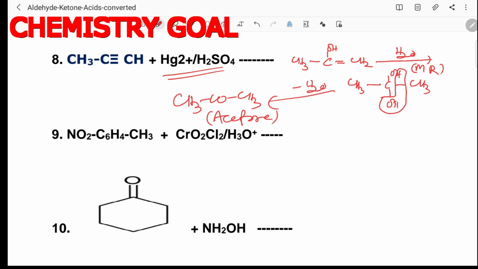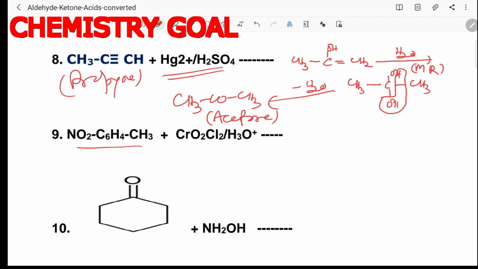So here what happens? This is your propyne, converted to acetone having 3 carbons, the same carbon number. So remember one thing, hydrolysis of alkyne gives either aldehyde or ketone. It depends upon the structure of the alkyne used. Then reaction 9 is very important.